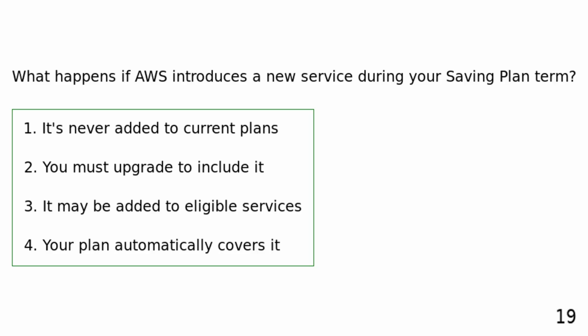What happens if AWS introduces a new service during your saving plan term? It's never added to current plans. You must upgrade to include it. It may be added to eligible services. Your plan automatically covers it.